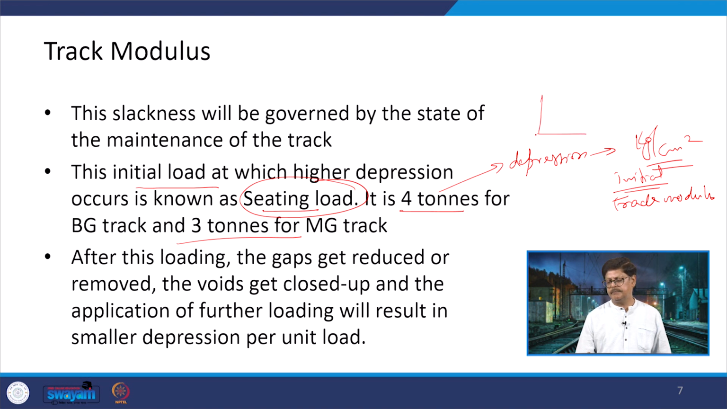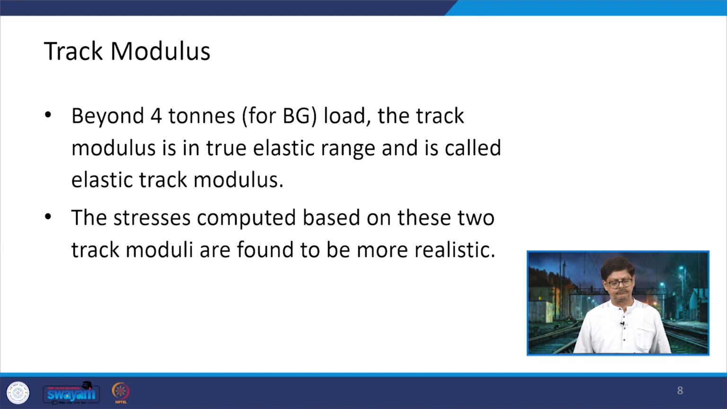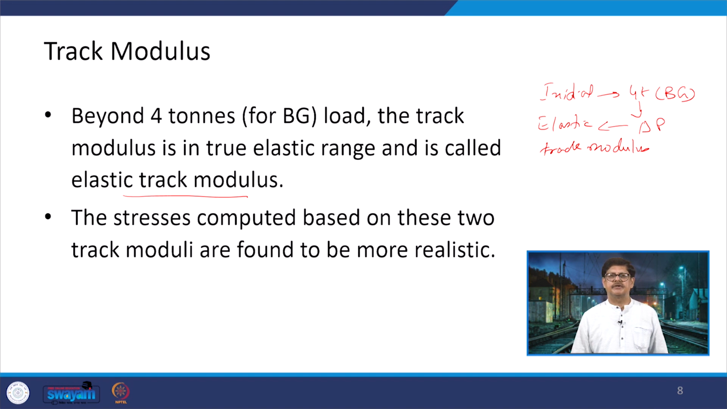Initially, the depression, if we were talking about the depression here in this form, was larger at a smaller load, but then it starts going in this form, and this is how the values will change in a proportionate manner. So, beyond 4 tons, in the case of broad gauge, the track modulus is in the true elastic range and this is called the elastic track modulus. So, the first one which we talked about as initial is related to 4 tons of load in the case of broad gauge, and then as we increase the load beyond this one, by whatever delta p value, it will take us to the elastic track modulus condition. The stresses computed based on these two track moduli are found to be more realistic in nature, and both are being used in the design.